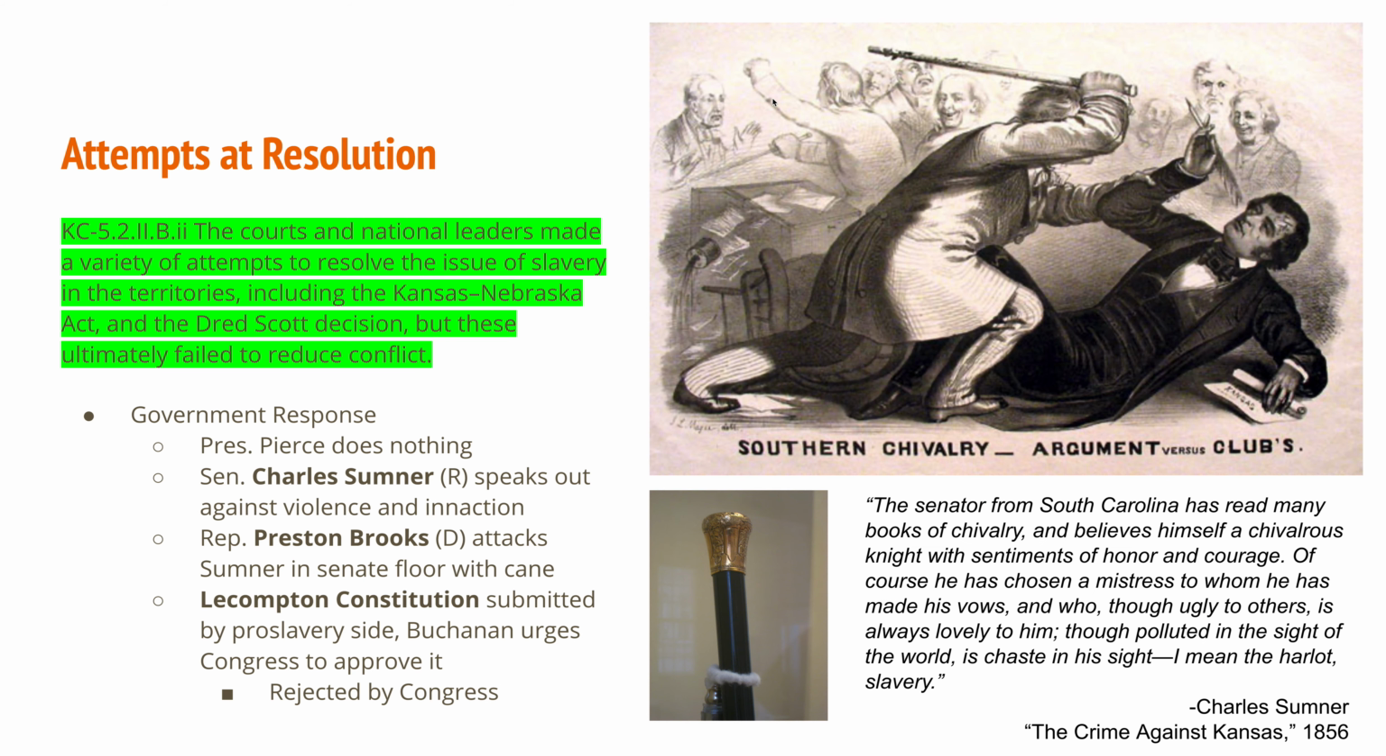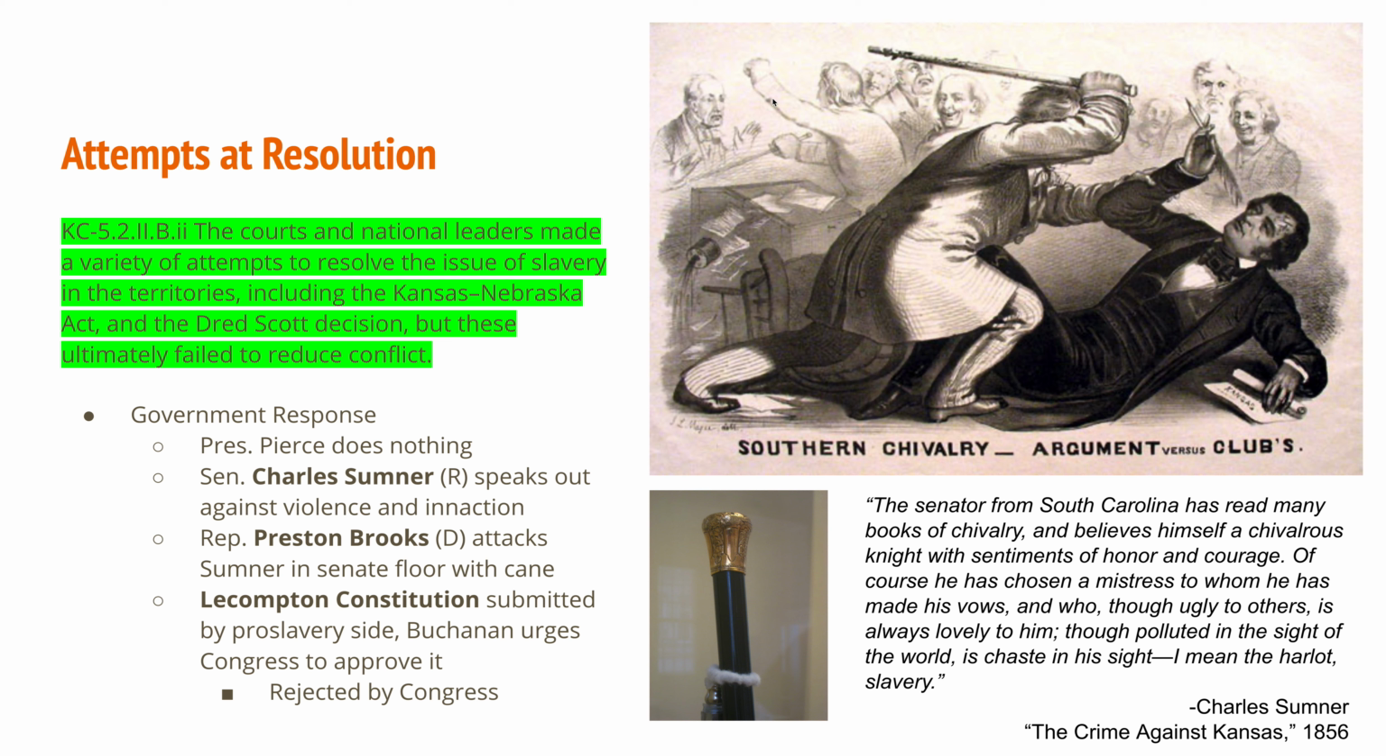The federal government's response to the Kansas violence was really nothing. President Pierce does not do anything, doesn't send federal forces. And the pro-slavery and anti-slavery sides in Congress are riled up about this. Senator Charles Sumner, who was a Republican, spoke out against the violence and the inaction of the government. He made a speech in the Senate, and he called out some of his fellow senators in his speech and their capitulation to slavery and the slavery interests.